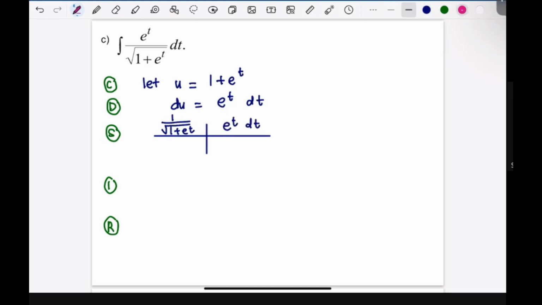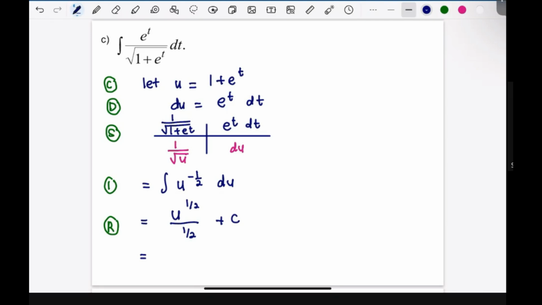Okay, so for first column, this now will be 1 over sqrt u. And then for second column, it's exactly the same as du. Okay, and now we may start integrate the function 1 over sqrt u. Saya munculkan kuasa sebenar, this is actually u to the power of negative half du. And we may start integrate the function straight away. This is u to the power of half over half plus c. And then I simplify and replace back the function.